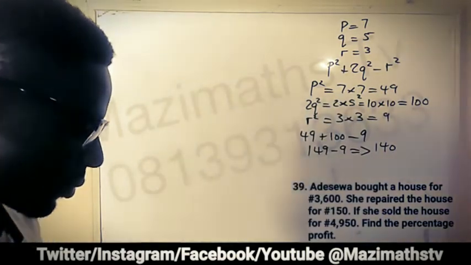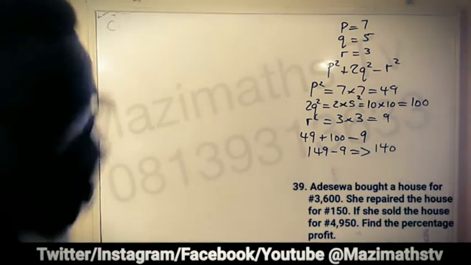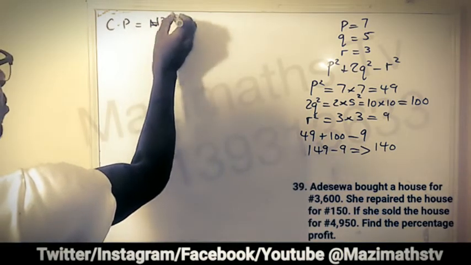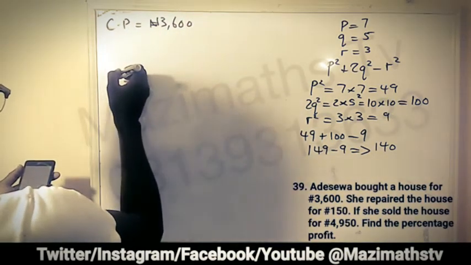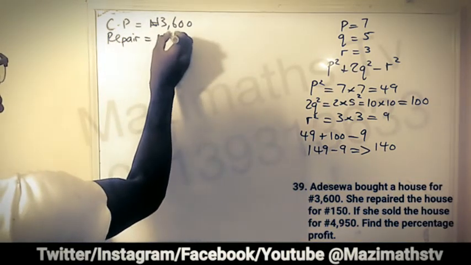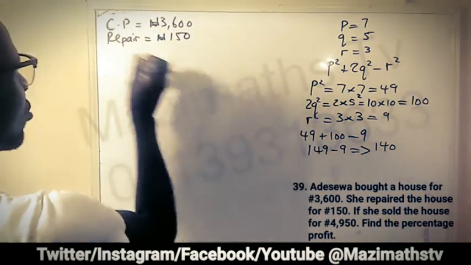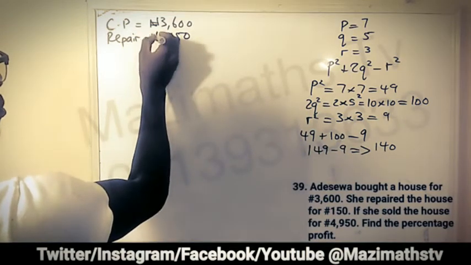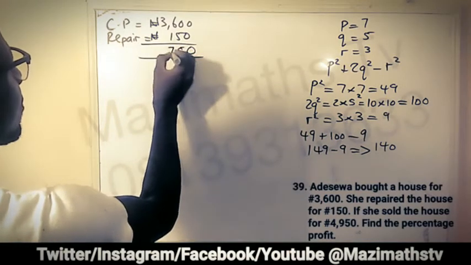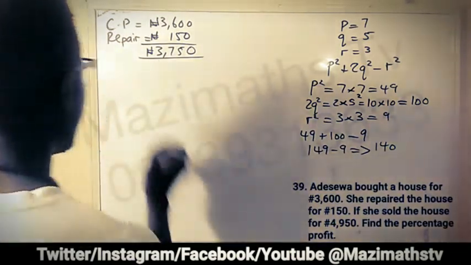Number 39. Adesewa bought a house for 3,600 naira. The cost price for the house is 3,600 naira. And then she repaired the house with 150 naira. All these things fall under cost price. You bought the house for this, you renovated it with this amount, so everything falls under cost price. So first add these together. So that means the total cost price for that house is 3,750 naira.